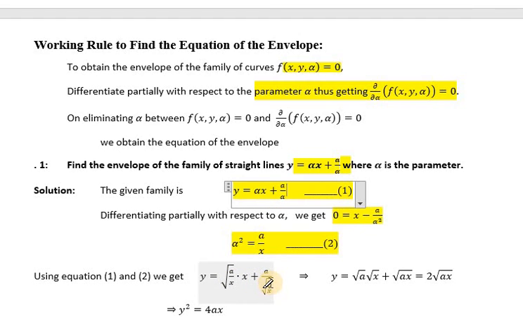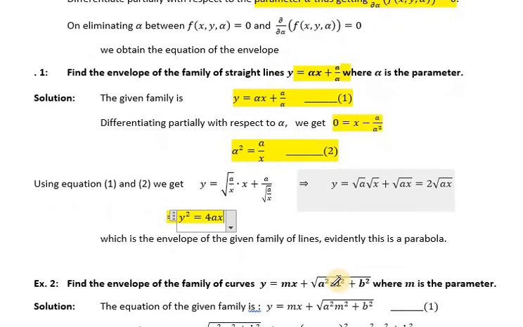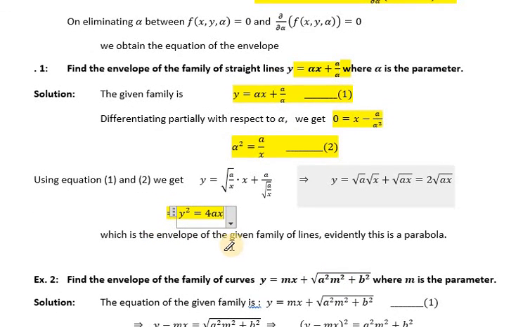Now, by simplifying this, we get y is equal to root a into root x plus root ax, that is nothing but 2 root ax. By taking the square, y square is equal to 2 root ax whole square, that is nothing but y square is equal to 4ax. So, this is the required envelope of the family of lines and it is a parabola.